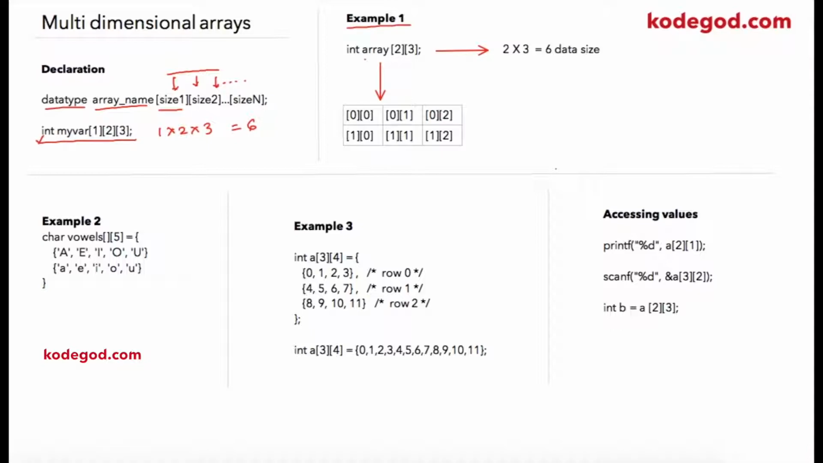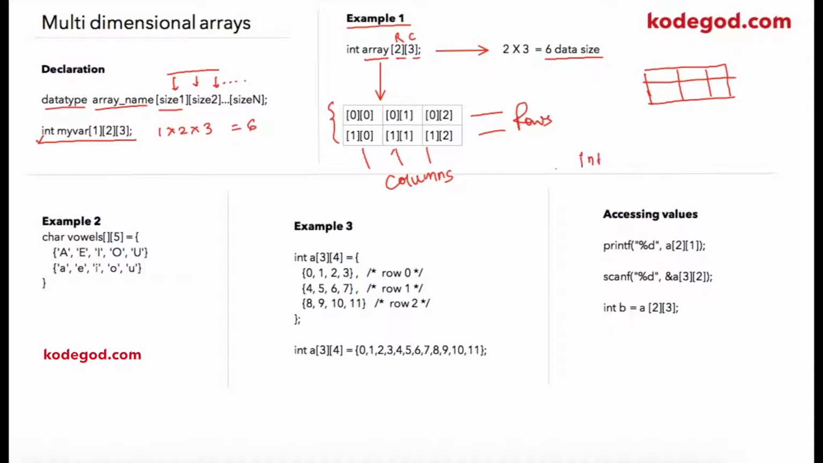In this other example, I have declared an integer array with dimensions 2 and 3. So the total data size will be 2 multiplied by 3, that is 6. The better way to visualize a two-dimensional array is like this. In this table, these are your rows and these are your columns. So in array declaration, 2 is your row and 3 is your column. So an array of 2 and 3 is basically 2 rows and 3 columns.